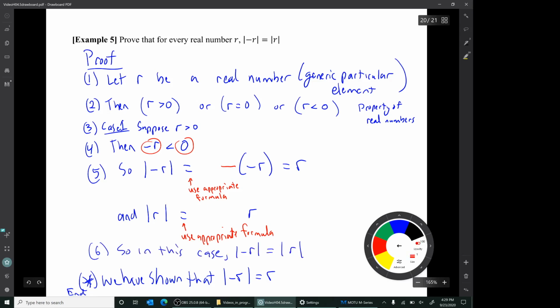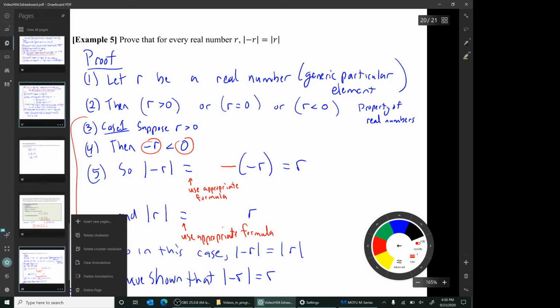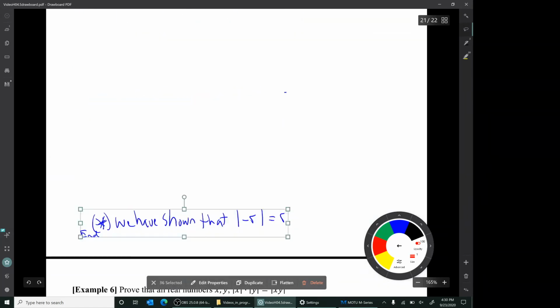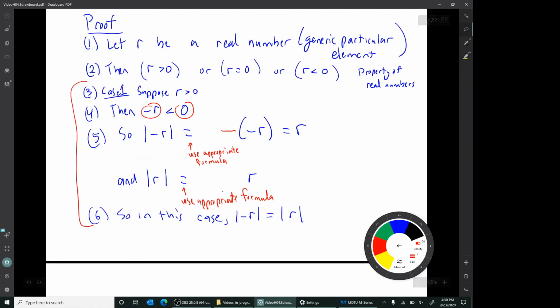Okay, so we've just done one of the cases, so I need a bit more space. All right, now we're ready for the second case. The second case is when r equals 0. That'll be step 7.